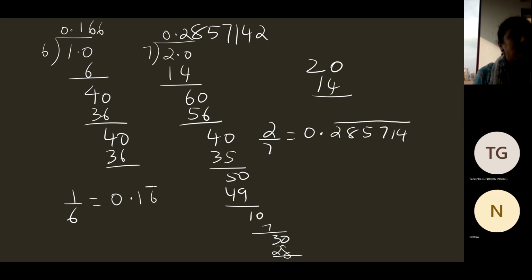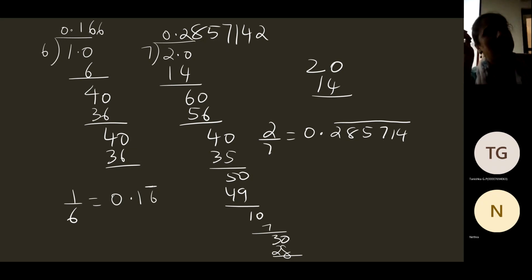1 by 6 is 0.16 recurring. And 2 by 7 is 0.285714 recurring. Now you will have to insert one irrational number between these two. So irrational means what? Non-terminating, non-repeating. It should not have a P by Q form. You should not write a P by Q. You should write a non-terminating, non-repeating decimal in this range.